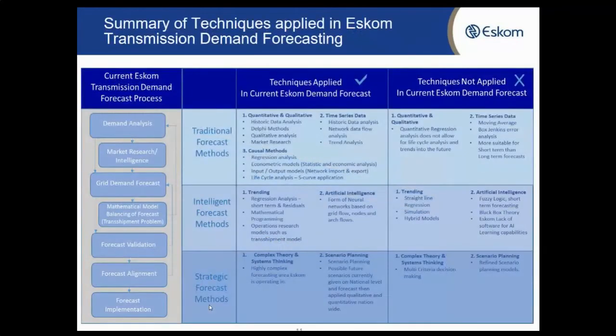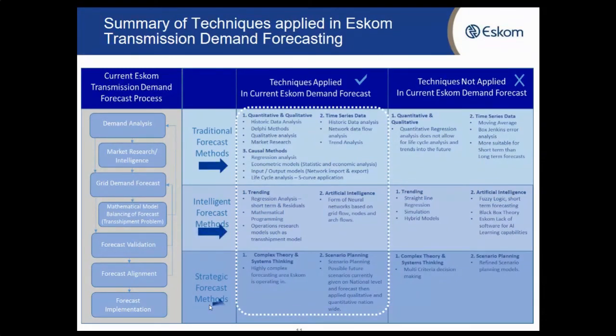So some of the techniques that have already been applied in Eskom in the transmission demand forecast are traditional forecast methods, intelligent forecast methods, and strategic methods. Not all of them have been applied fully. We've got our transmission demand forecast process, and a couple of these demand forecast techniques are already applied, and some of them can still be applied going further. So this is what we've analyzed from a theoretical point of view, and we need to focus more on complex theory, systems thinking, and scenario planning going into an uncertain environment in the future.